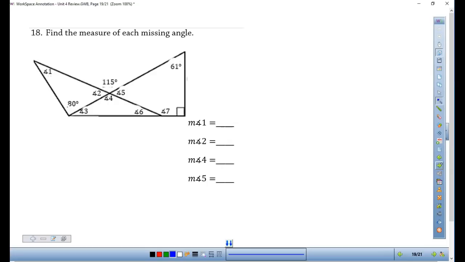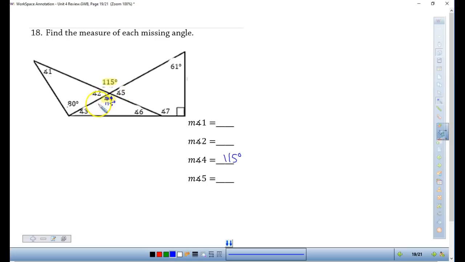Alright, so number 18, each one, don't freak out. They look a little more complicated. Start someplace easy, okay? So look for a vertical angle if you have one. 115 is right there. Guess what angle 4 is going to be then? They're vertical. So angle 4 is 115. So you can't just panic when you see these. You gotta start with something easy and then work your way from there.